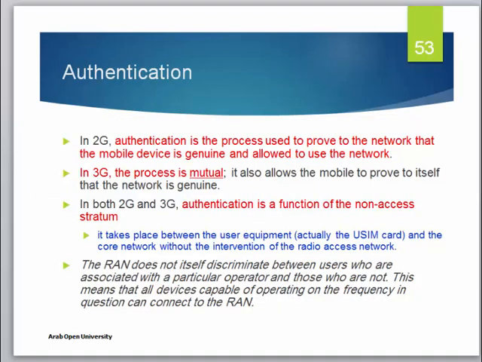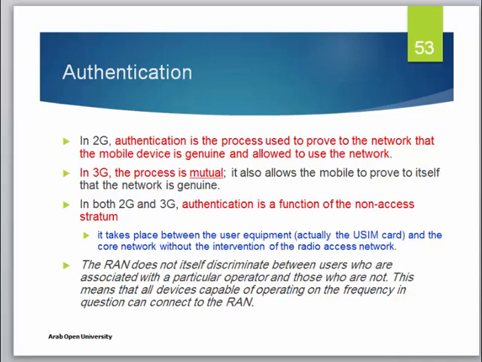This is the third topic of our lecture, which is about authentication. In the second generation, authentication is the process used to prove to the network that the mobile device is genuine and allowed to use the network. But in the third generation, the process is mutual. It also allows the mobile to verify that the network is genuine.